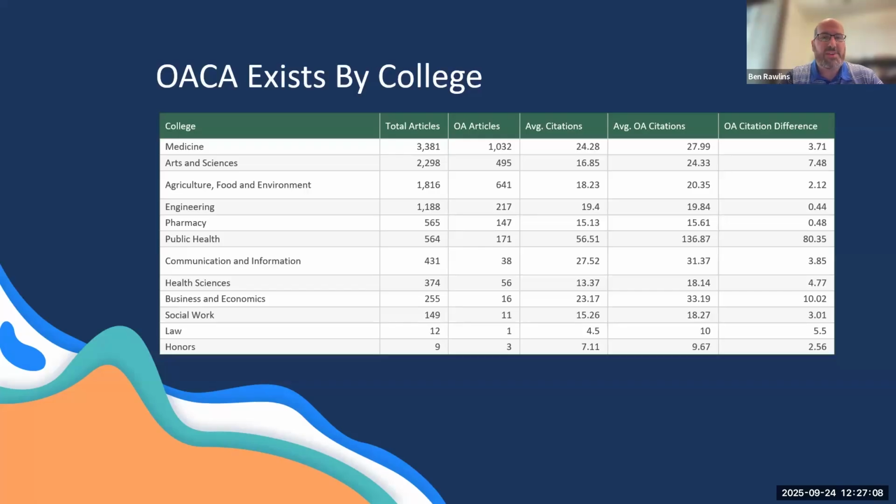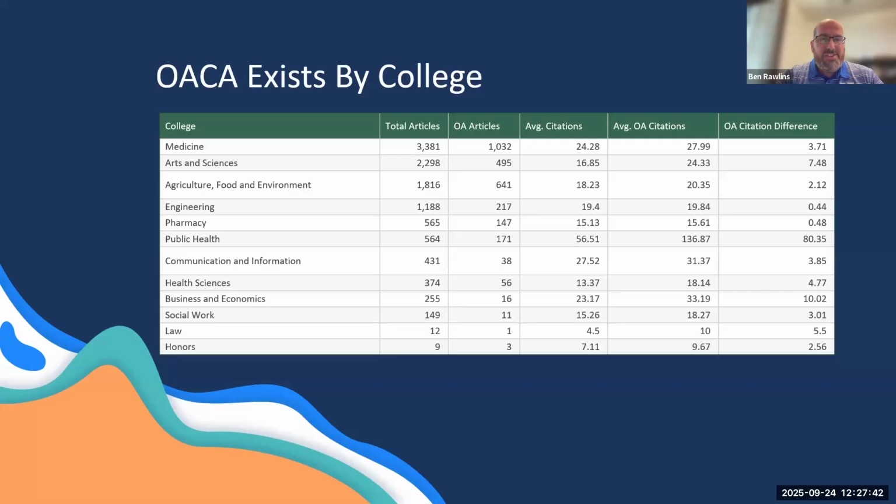Those four colleges also account for about 78% of all OA publishing. Within these colleges, the citation advantage ranges from a very modest 2% increase in engineering to a much stronger 44% increase in A&S. So overall, across all colleges where an OACA exists, the range runs from just over 2% in engineering, like we mentioned, a little bit of a negligible advantage, to a 142% increase in the College of Public Health.